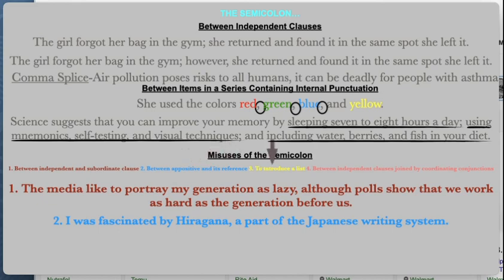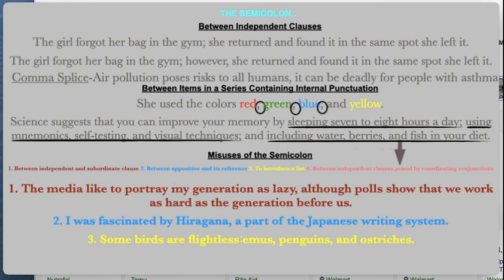Also, don't use a semicolon to introduce a list. Here's our example. Some birds are flightless; emus, penguins, and ostriches. Notice I'm using a semicolon here. This is wrong. Instead, we want to make sure that we use a colon.